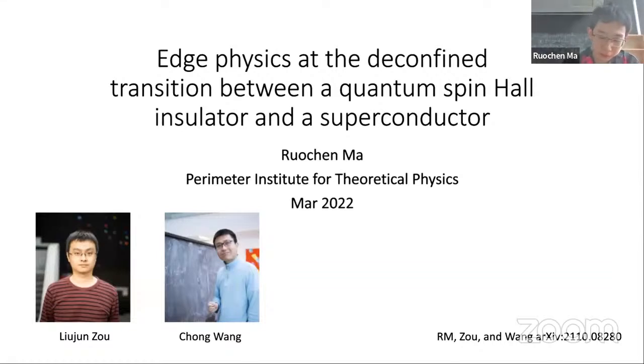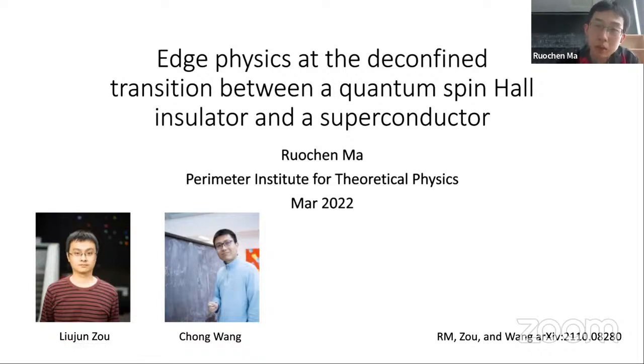Thank you. Thanks, Julian, for the invitation and the introduction. It's a great pleasure to be here. Today, I will talk about the edge physics at a quantum critical point between a quantum spin Hall insulator and a superconductor. I will report on what I learned on this topic from my two mentors here, Liujun and Chong Wang, both at Perimeter Institute, and my reference is this paper with the arXiv number listed here.